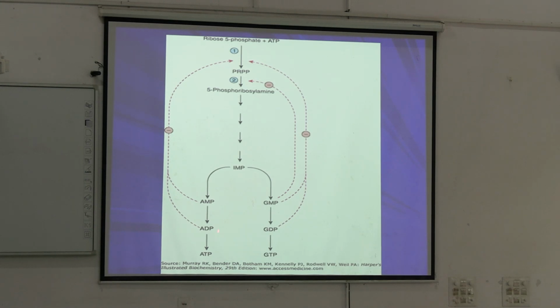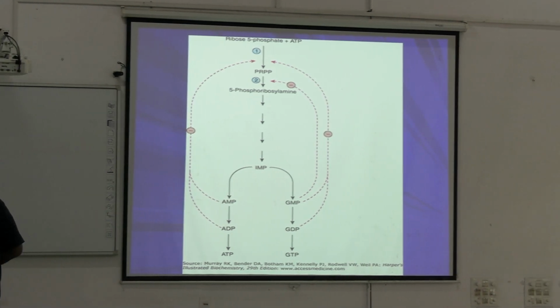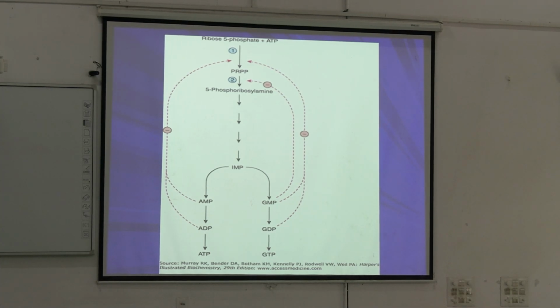AMP inhibits the first reaction, ADP inhibits the first reaction, GMP inhibits the first as well as the second reaction. What is this reaction? Name the enzyme. PRPP synthase, correct? And this is transaminase. GDP and GMP both inhibit this one. AMP and ADP both inhibit this one. GMP, in addition to that, also inhibits the second reaction. That's all. Is there any other reaction?